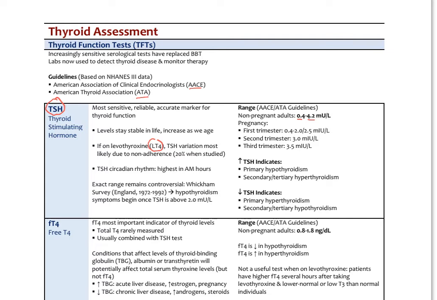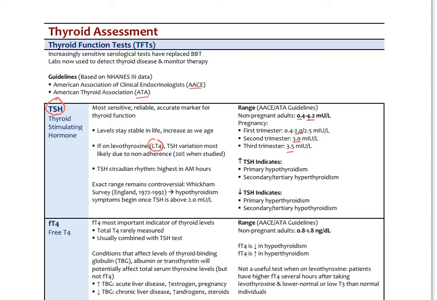This is going to change in pregnancy. In the first trimester of pregnancy, the ideal range is 0.4 to as low as 2. And in the second trimester, the high end goes up to 3, and then 3.5. And then after pregnancy, again, back up to 4.2. So that is the basic guidelines.